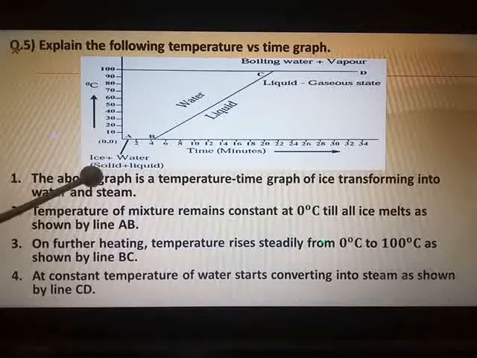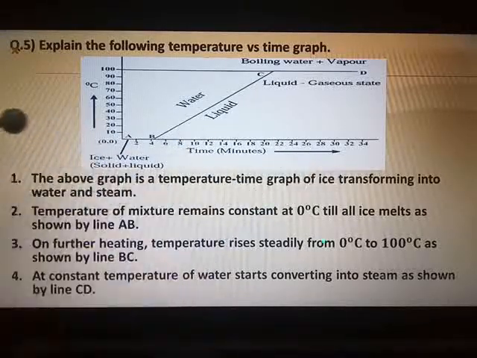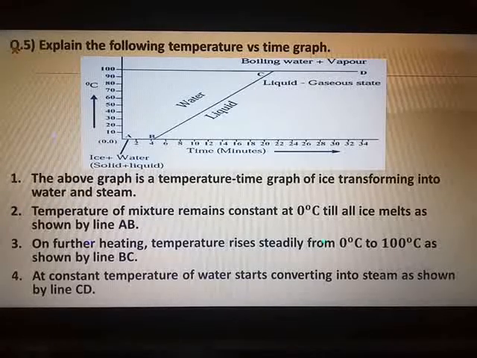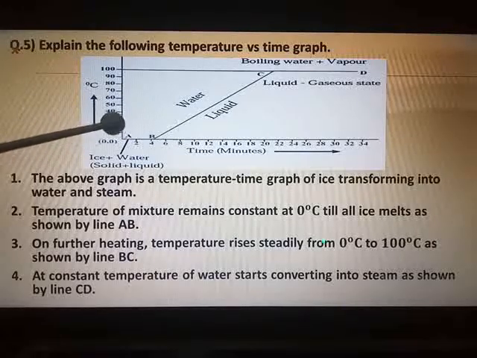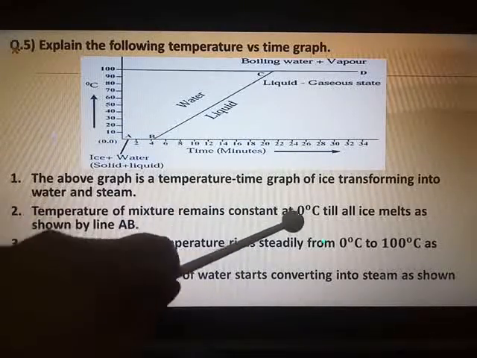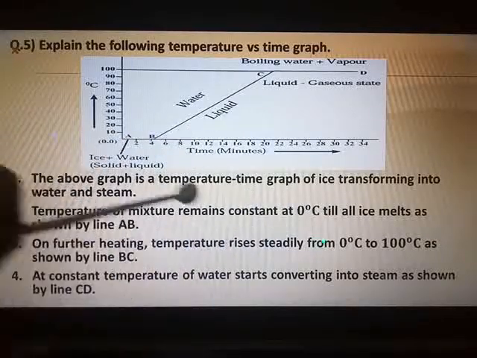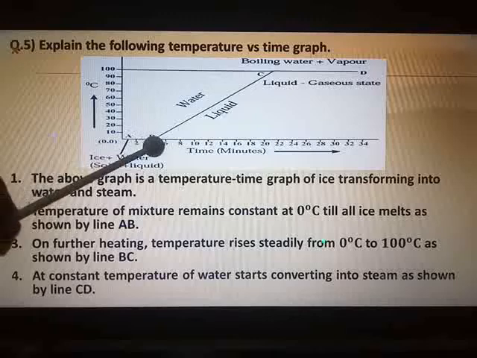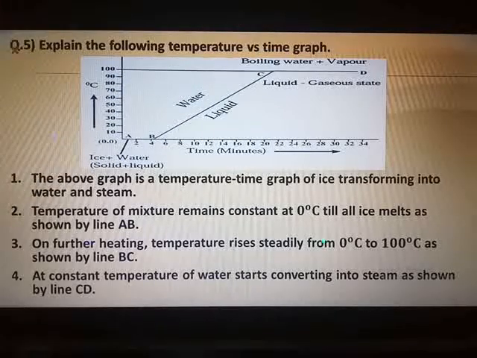So the above graph is a temperature time graph of ice transforming into water and steam. Now here you can write in your own words what you understand from the graph. Second point you are going to tell. Now you can see here that at 0 degrees Celsius all the ice is getting melted into water, as you can see here in this line AB. So temperature of the mixture, it remains constant at 0 degrees Celsius till all the ice melts as shown by line AB. Now these lines, what each and every line is indicating in the graph, that explanation is very important.